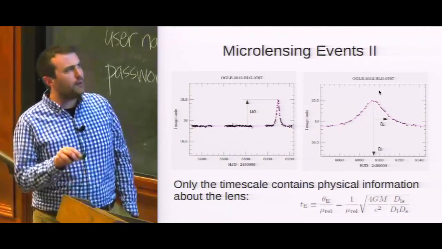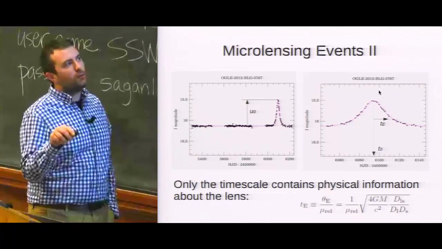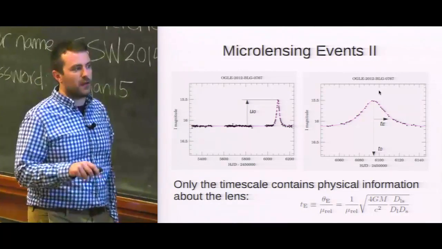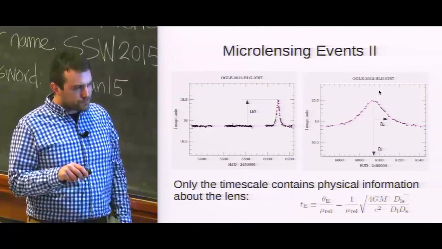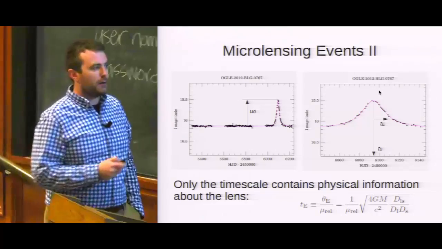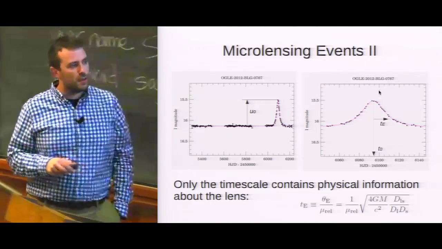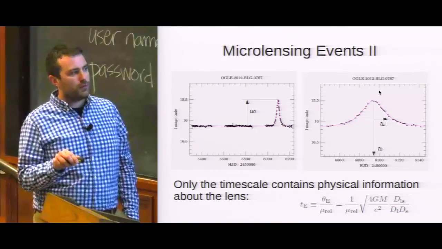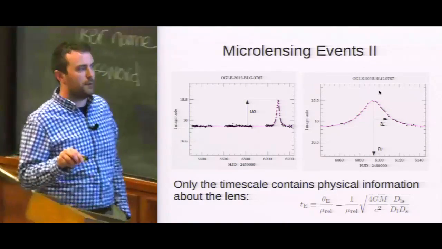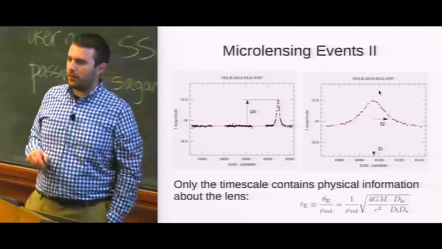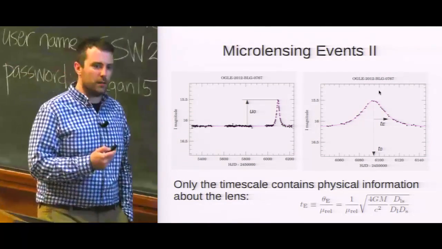And the only parameter of this event that contains any interesting physical information is the time scale. It's a product of the angular Einstein ring radius and the proper motions. So you've got the mass, the lens distances, and the unknown proper motions that are contributing to this time scale. So it doesn't contain much useful information at the moment.